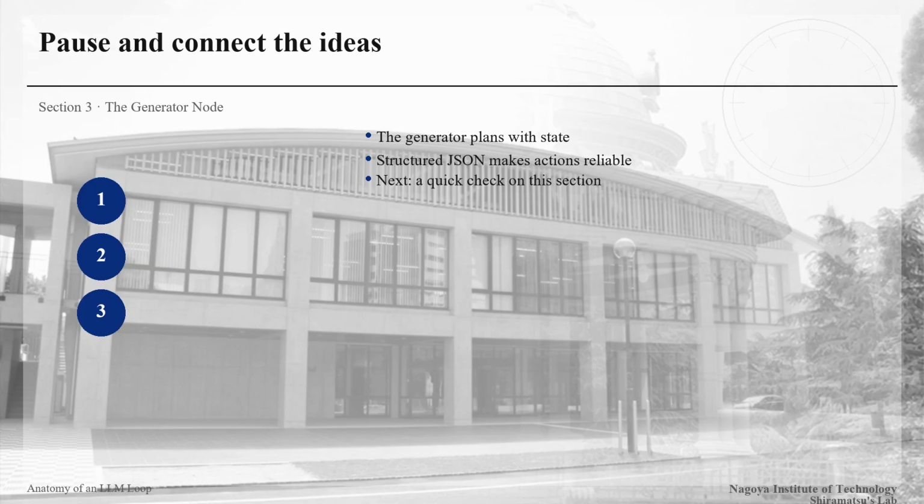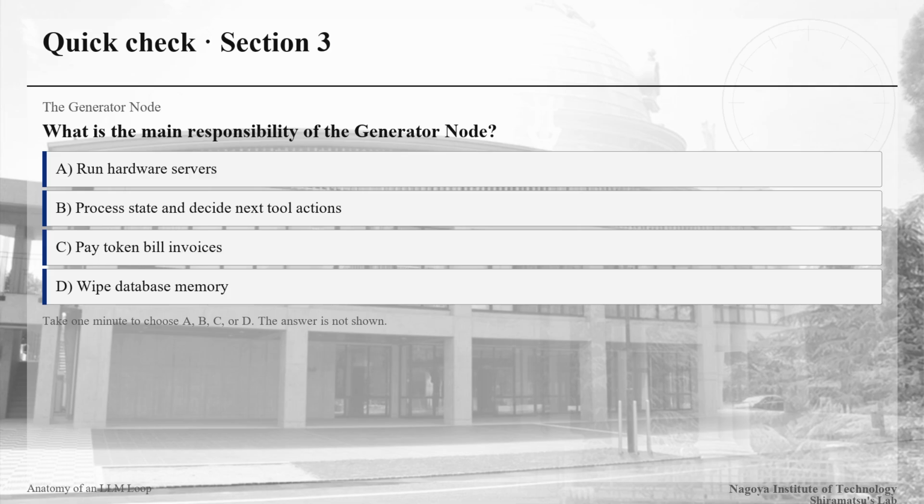Now the quick check. Quick check after Section 3. What is the main responsibility of the generator node? Choose A, B, C, or D. Take 1 minute to think, then choose A, B, C, or D. The correct answer is not shown.